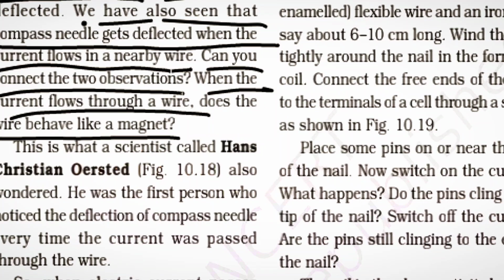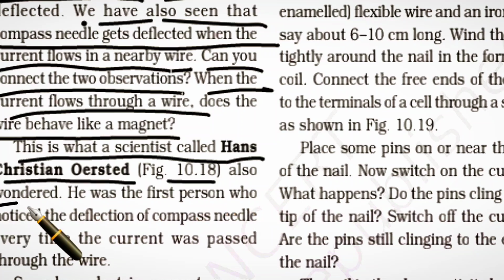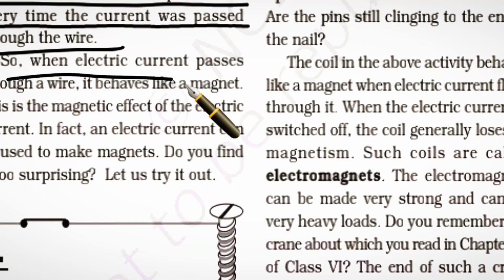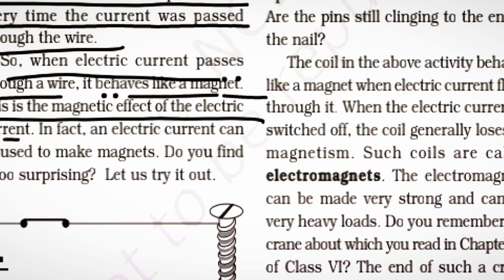This is what a scientist called Hans Christian Ørsted (figure 10.18) also wondered. He was the first person who noticed the deflection of a compass needle every time current was passed through a wire. So, when electric current passes through a wire, it behaves like a magnet. This is the magnetic effect of electric current. In fact, an electric current can be used to make magnets.